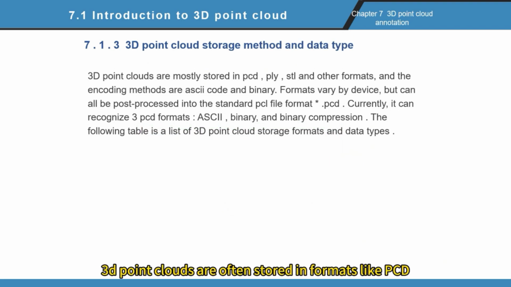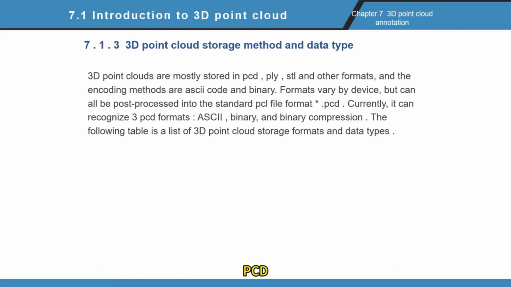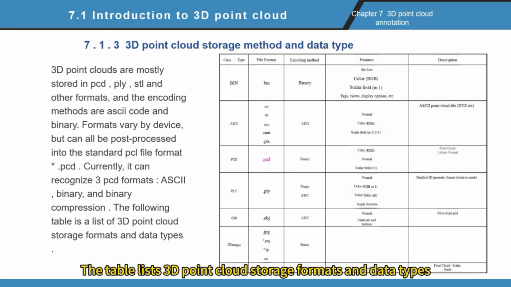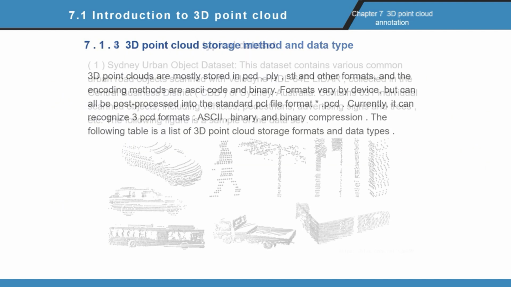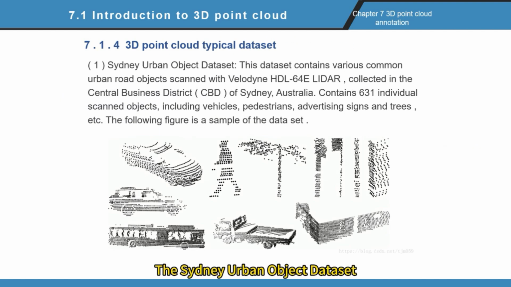3D point clouds are often stored in formats like PCD, PLY, and STL, with encoding methods of ASCII code and binary. Although formats may vary by device, they can all be post-processed into the standard PCL file format. PCD. Currently, 3 PCD formats can be recognized: ASCII, binary, and binary compression. The table lists 3D point cloud storage formats, methods, and data types.